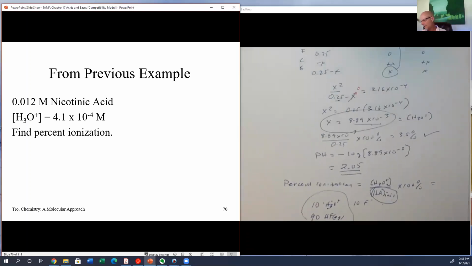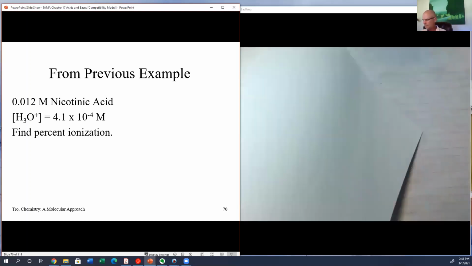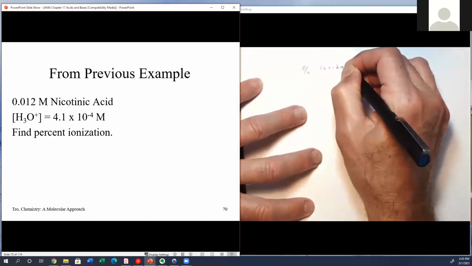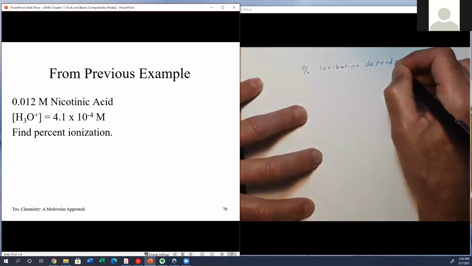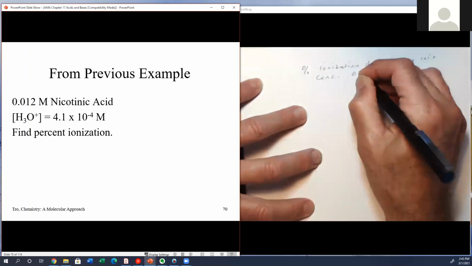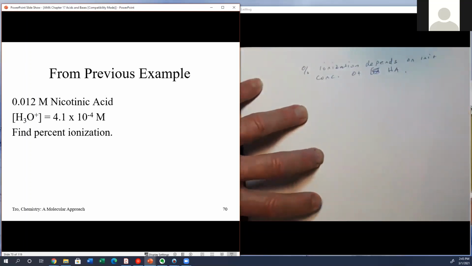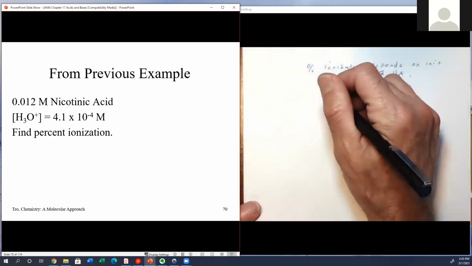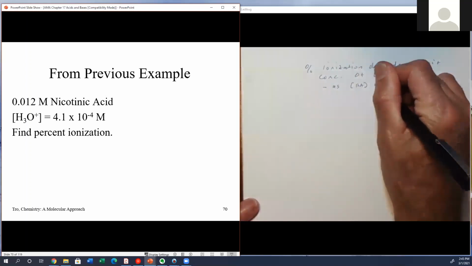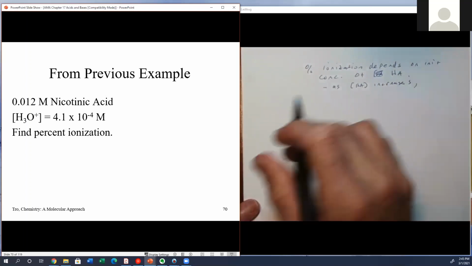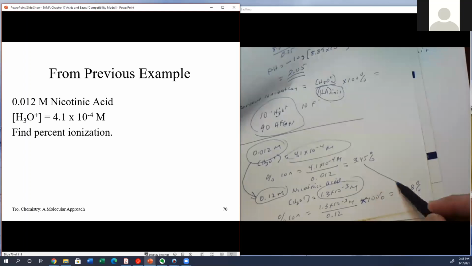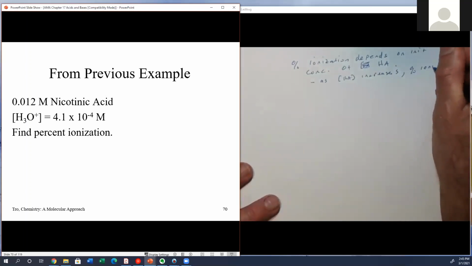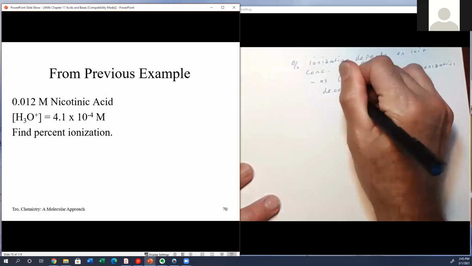Okay, so in other words, percent ionization depends on the initial concentration of my weak acid, right? Percent ionization depends on my initial concentration of the weak acid. Furthermore, as the concentration of HA increases, what did we see happen to percent ionization? It went down, right? As HA increases, percent ionization decreases.